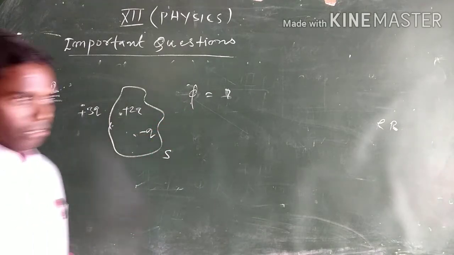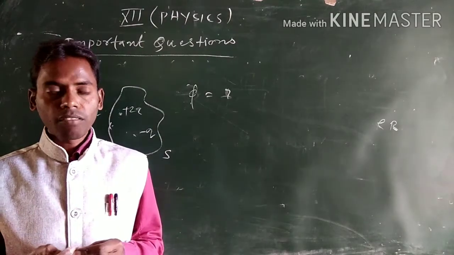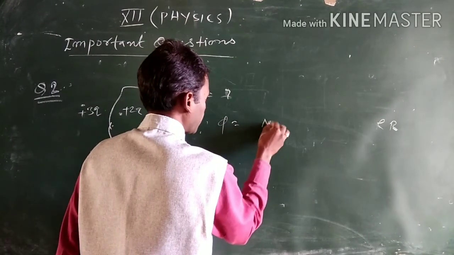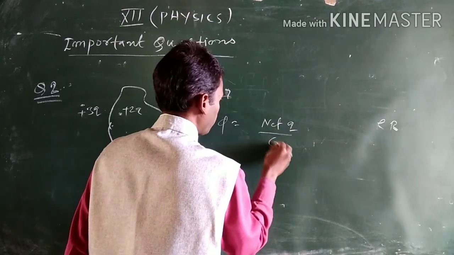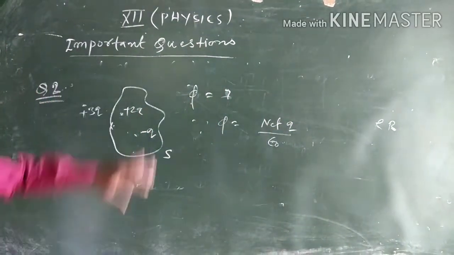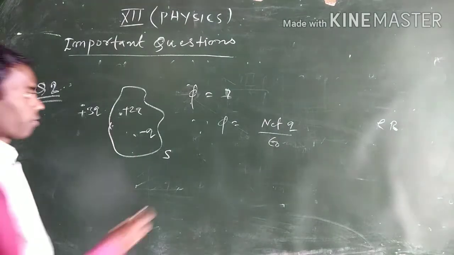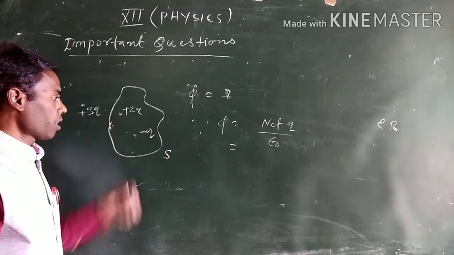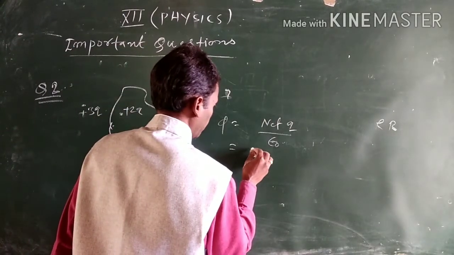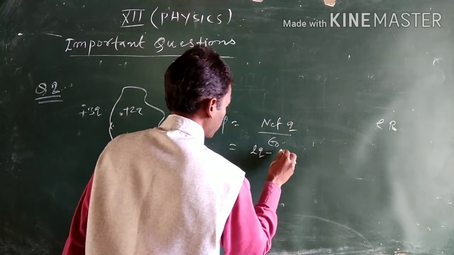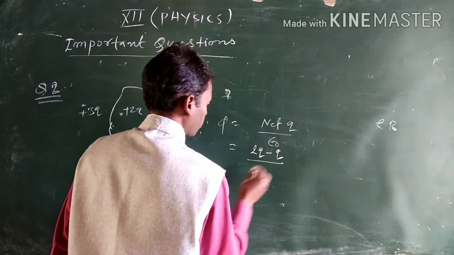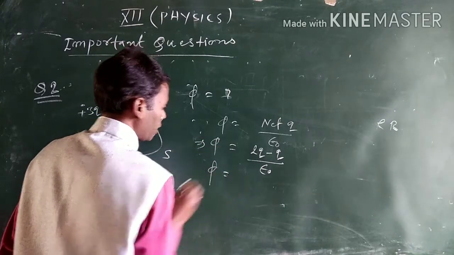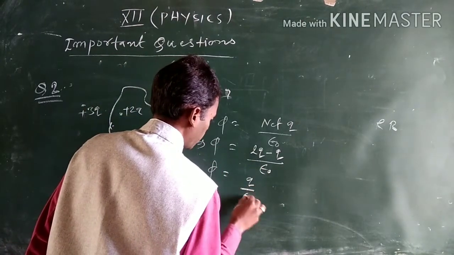That means we already know from Gauss's theorem, phi is equal to the net electric charge divided by epsilon naught. Right? Net charge, that means total charge enclosed by the surface. From this figure, our net charge is plus 2q minus q. This will be the net charge, total charge, over epsilon naught. That means our flux phi is equal to q divided by epsilon naught.